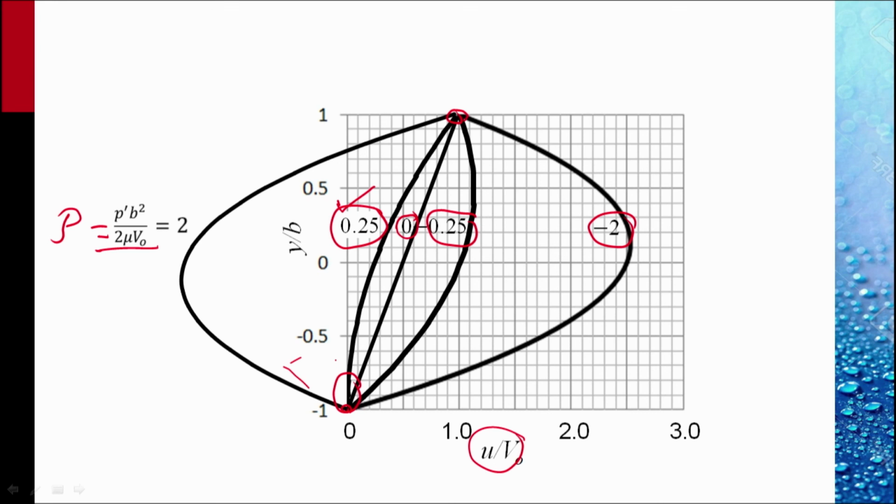So there is no shear stress on the lower plate. For script P greater than 0.25, we have a region of negative velocity. That means the pressure drives the flow towards the left in the lower part of the channel, while in the upper part, because of the motion of the upper plate, the flow is in the positive y direction.